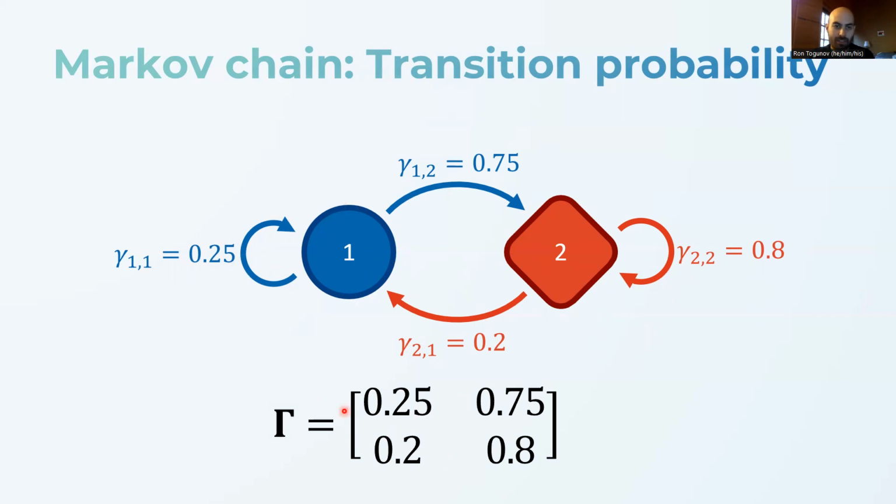Again, the first row represents the transitions from state 1, and the second row represents the transitions from state 2. So we see that the first cell corresponds to remaining within the same state. 0.75 is transitioning from state 1 to state 2. And the same for the red, where the first cell is starting in state 2 and transitioning into state 1, which is 0.2. And the last cell is the probability of starting in state 2 and ending in state 2, so remaining within the red state. And here you can see how each row sums up to 1, but that's not the case for the columns, and that's totally fine.